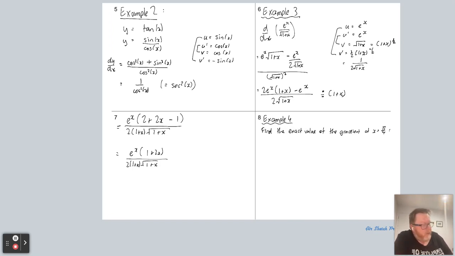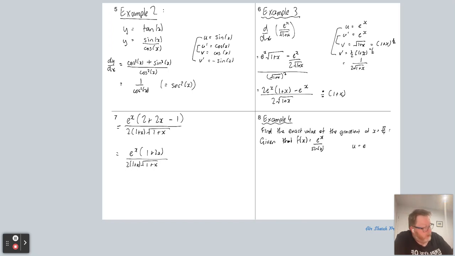Okay, let's have a look at example 4 here, my second last example of this long video. Find the exact value of the gradient at x equals pi on 4, given that f of x is equal to e to the x on sine of x. Lovely jubbly. Let's have a look at this. So this is just the gradient that we need to work out. So we just start off in the usual manner.